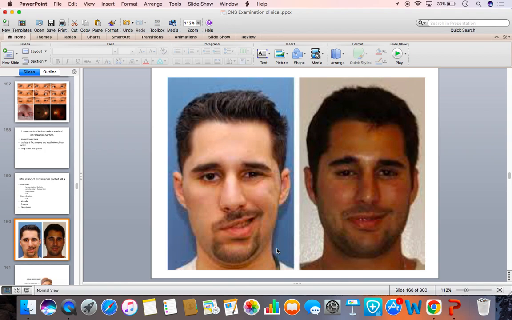There is a drooping of the angle of the mouth with drooling of saliva from the side of the lesion. On the side of the lesion, absence of frontal creases, drooping of the eyelid, wide palpebral fissure, absent nasolabial fold, and drooping of the angle of the mouth with drooling of the saliva. You can see these in the lower motor neuron facial nerve palsy.